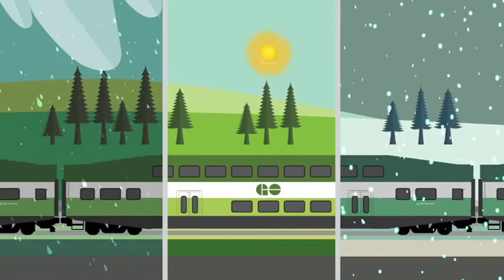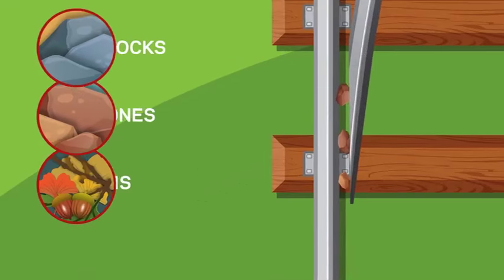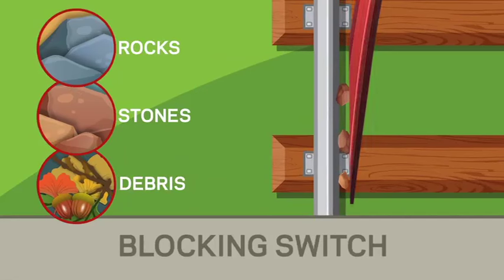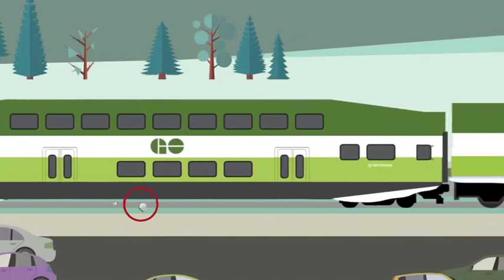Since switches are exposed to the elements, rocks, stones, and debris can be kicked up and fall in between the track and switch, causing the device to not work properly. In colder months, ice and frozen rock underneath trains can fall in between switches as well.